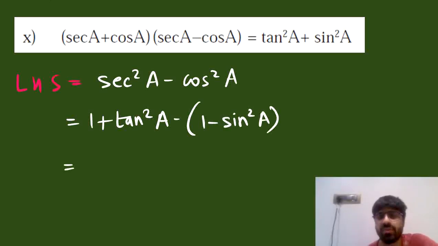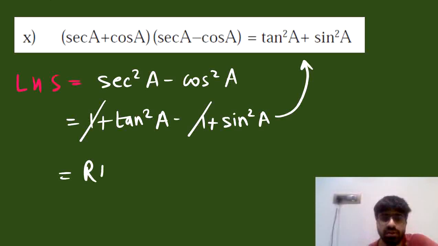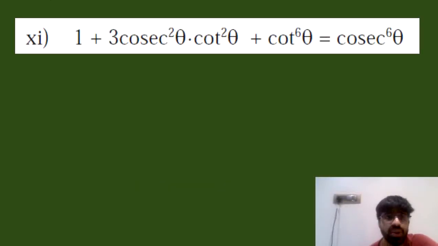You can just expand the bracket, or you can just open the bracket. This would be minus 1 plus sin square a. This 1 minus 1 gets cancelled, and we are ultimately left with tan square a plus sin square a, which is equal to the RHS. So a very easy question. And with that we go ahead with the 11th one.